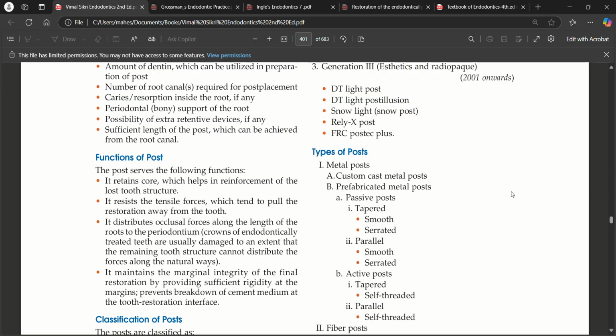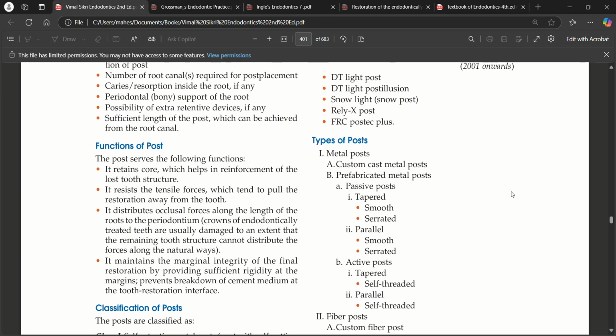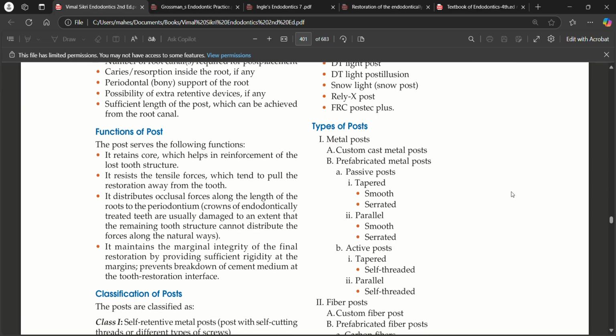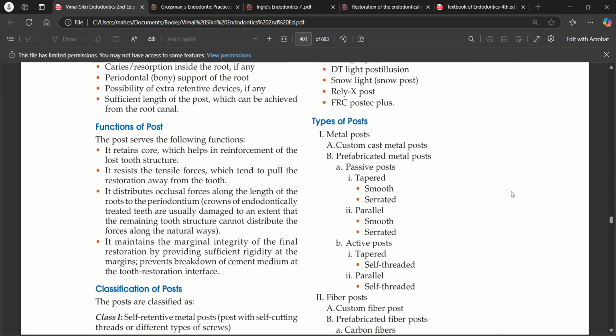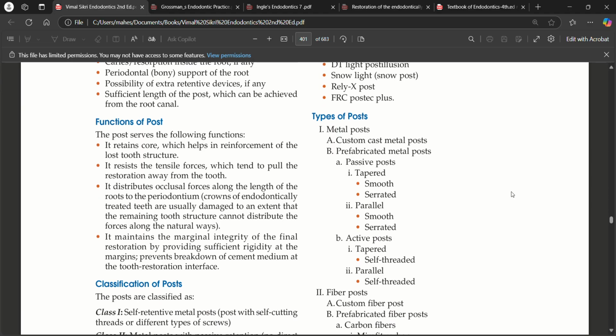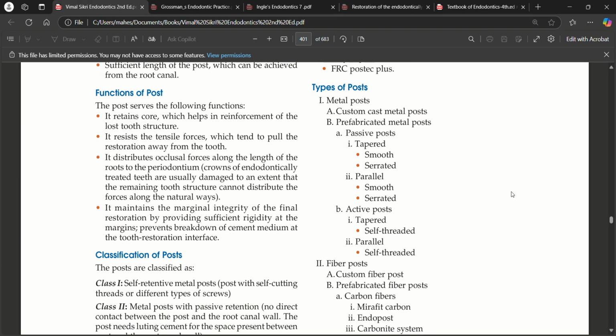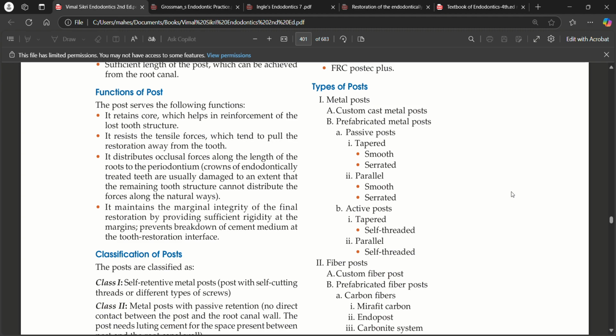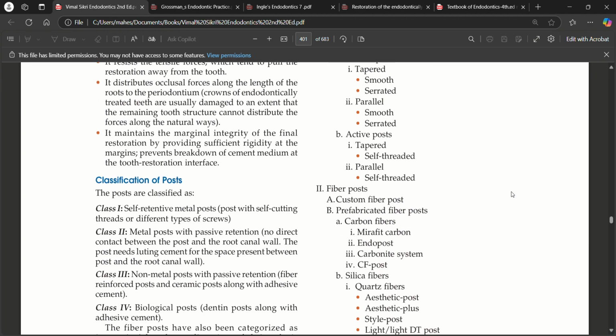Then types of post. Metal post. First is metal post: custom cast metal post, prefabricated metal post. Passive posts are tapered, smooth or serrated. Second is parallel, smooth or serrated. Active posts are tapered, self-threaded and parallel self-threaded.